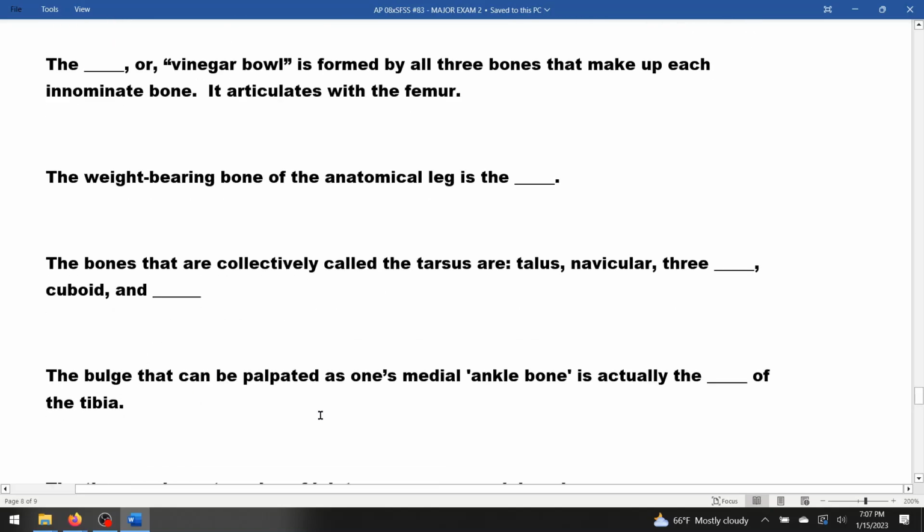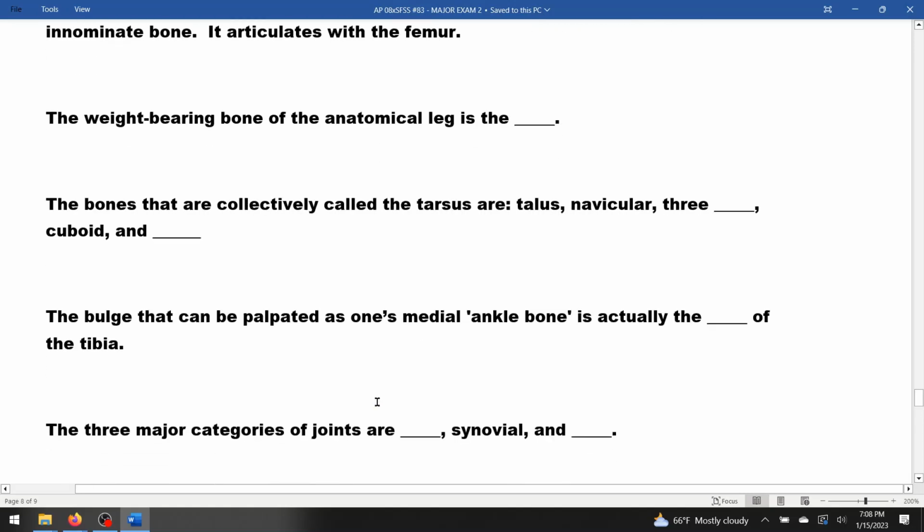The bulge that can be palpated as one's medial ankle bone is actually the blank of the tibia. So the large lump that you reach down and touch, and you say is your ankle bone, is the medial malleolus of the tibia. You could just put the malleolus of the tibia because we know it's already medial from the question. 3 categories of joints are blank, synovial, and blank. Fibrous, cartilaginous, and synovial.